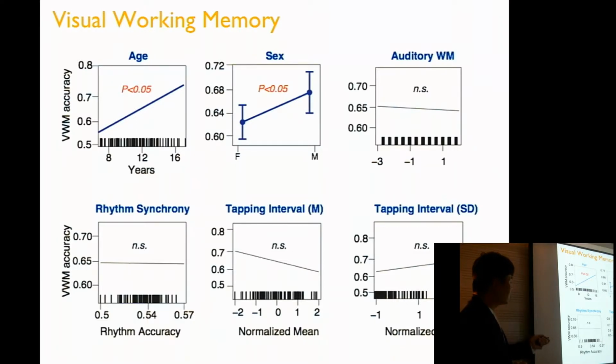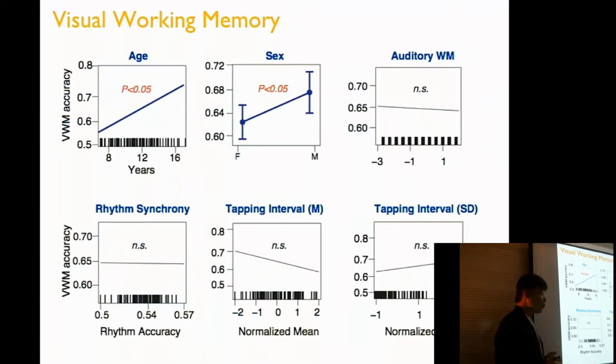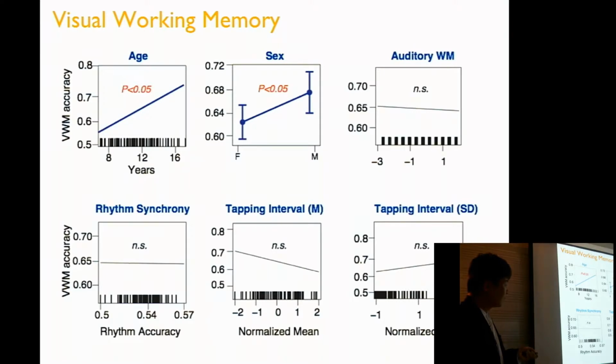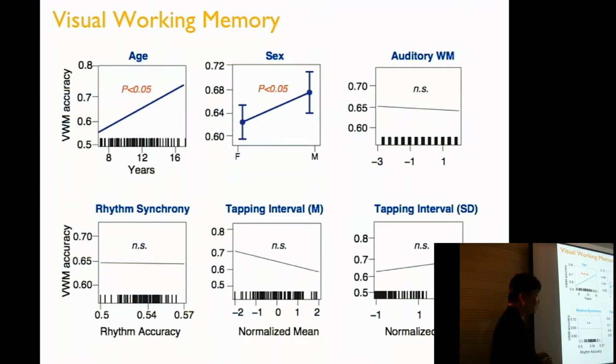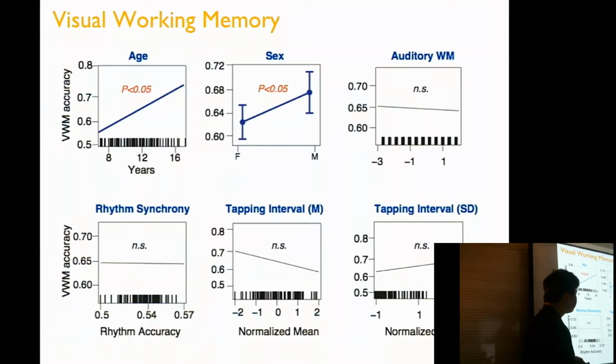And none of the rhythm synchrony, the mean of the tapping interval, or the standard deviation of the tapping interval predicted visual working memory. Although, if you look at it, there's a trend. Kids with a longer mean tapping interval have a relatively lower visual working memory score than the other kids, but it didn't reach significance. Okay.